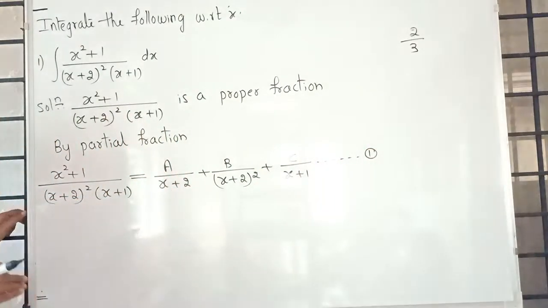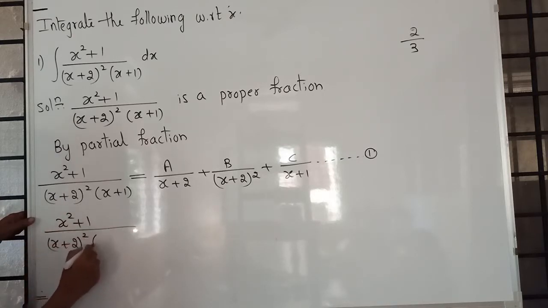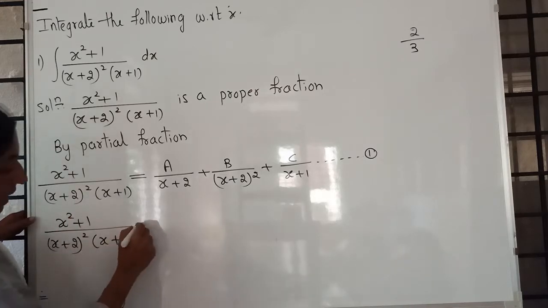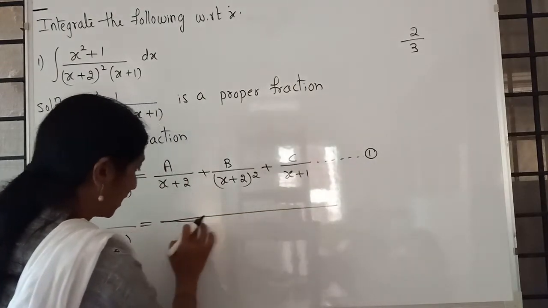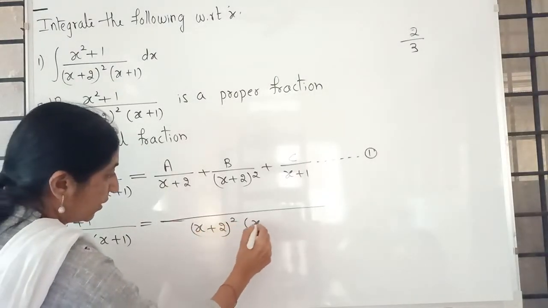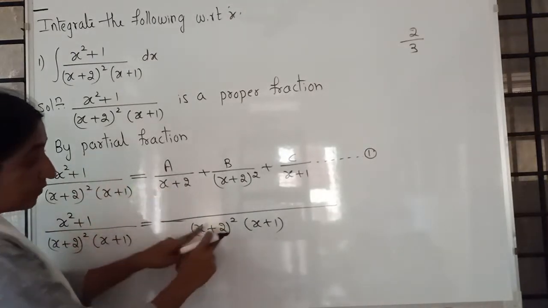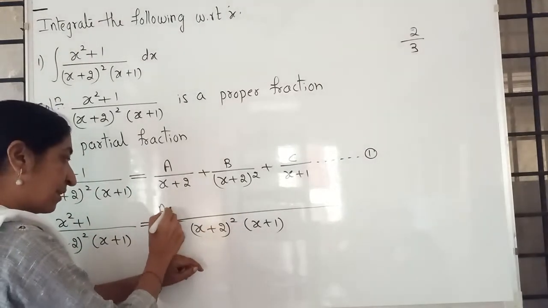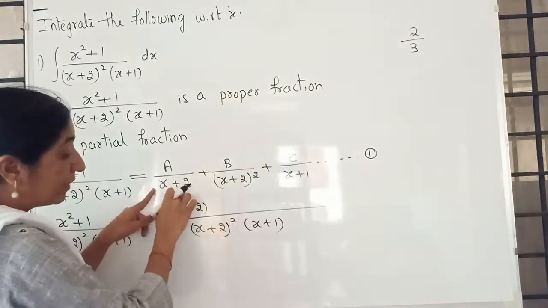And remember, for PUC level, up to (x plus 2) whole square is the last. Left side as it is: x square plus 1 upon (x plus 2) whole square into (x plus 1). And take the LCM on the right side. LCM is nothing but whatever is the term on the left side, that same term will come: (x plus 2) whole square into (x plus 1). Here with A, one term of (x plus 2) is already present, we require 2. That means A is multiplied with one more term. Why? Because we require power 2. Here only one term is present.